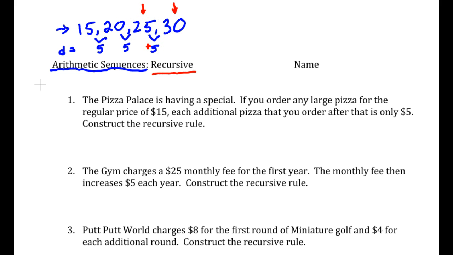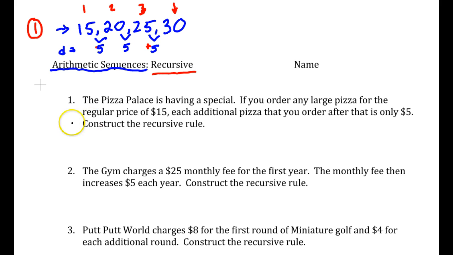So let me go ahead and apply that to number 1 right here. Pizza Palace is having a special. If you order any large pizza for a regular price of $15, each additional pizza you order after that is only $5. Now, this right up here is actually number 1. This is the sequence because it started off with $15 and we went up $5 for every additional pizza. So if I got 1 pizza, my first pizza is 15. If I got 2 pizzas, it's 20. 3 pizzas is 25, and so on.